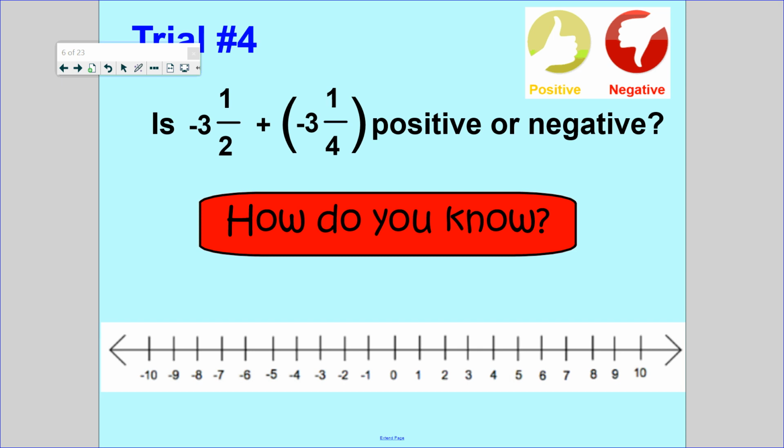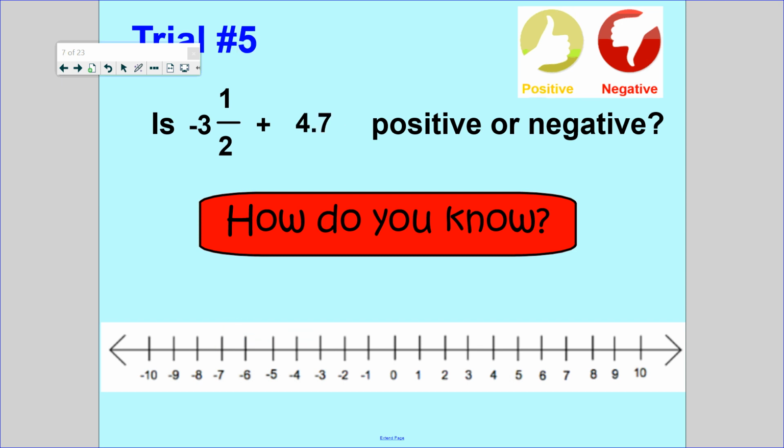Negative 3.5 plus negative 3 1/4, positive or negative? Let's think. If I go negative 3.5 and I go negative 3 1/4, that goes farther left. It's going to be negative. And last but not least, negative 3.5 plus 4 7/10. Well, first of all, are there more negatives or more positives? More positives, so the answer is going to be positive. You could say negative 3.5 is the same as negative 3 5/10, and then you go 4 units and 7/10. That will be positive.